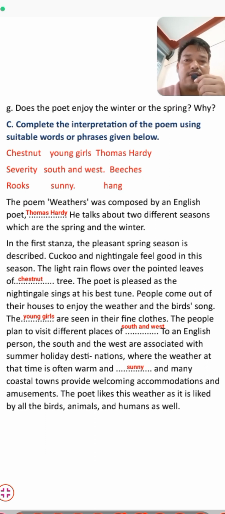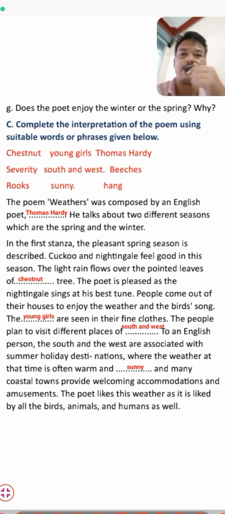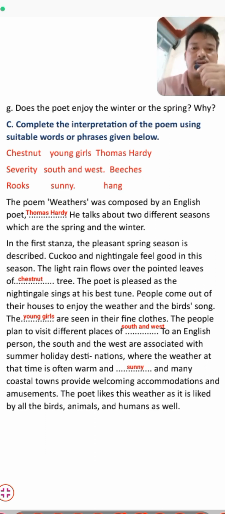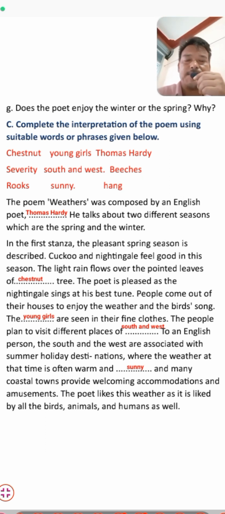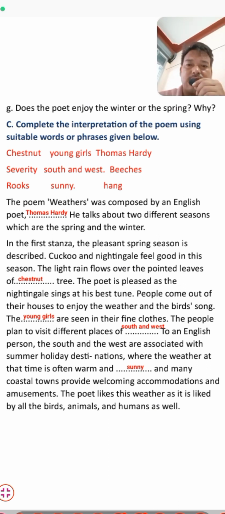The first: the poem Weathers was composed by an English poet. So who is the poet of this poem? It is Thomas Hardy, the right word. He talks about two different seasons, which are spring and winter. As we have already discussed, in the first stanza the pleasant spring season is described. The cuckoo feels good in the season. The light rain flows over the pointy leaves of the chestnut. Here chestnut means, students, a kind of tree in the UK. And the next one.